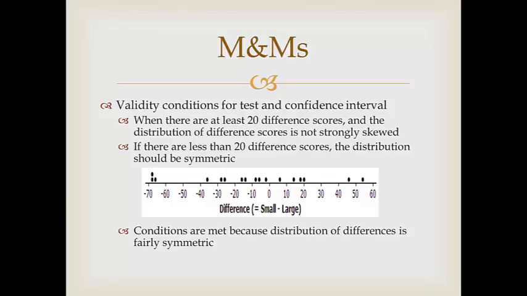If there are less than 20 difference scores, that's the case we're in now, the distribution of difference scores should be symmetric. If you see this dot plot we have here, the data looks pretty symmetric, and so the conditions are met. Even though our sample size is small, the distribution is fairly symmetric, so the theory-based test is appropriate here.